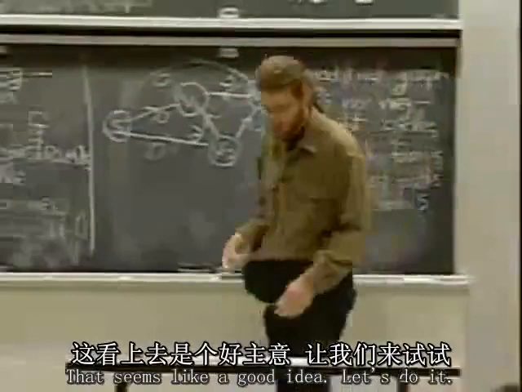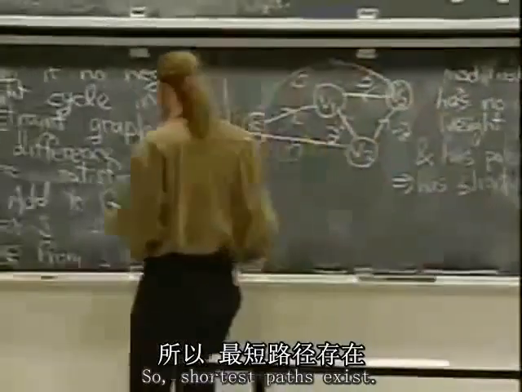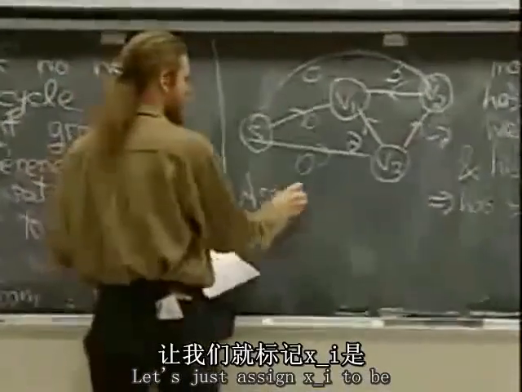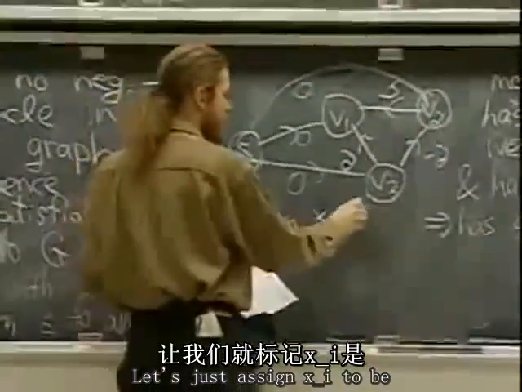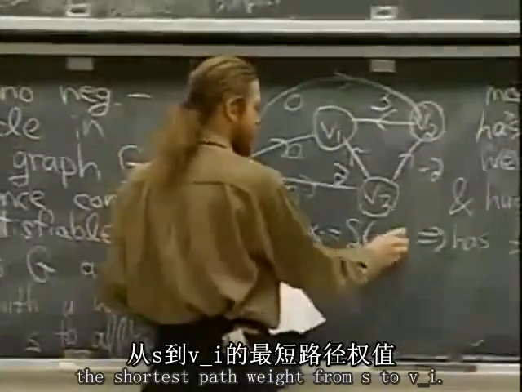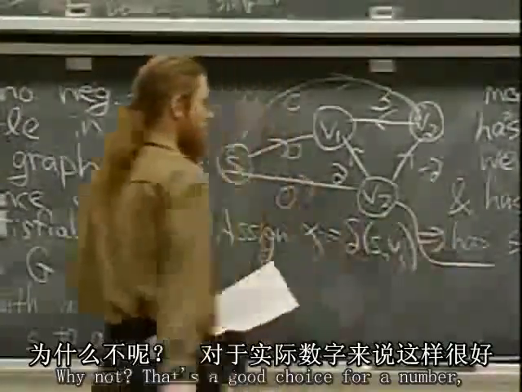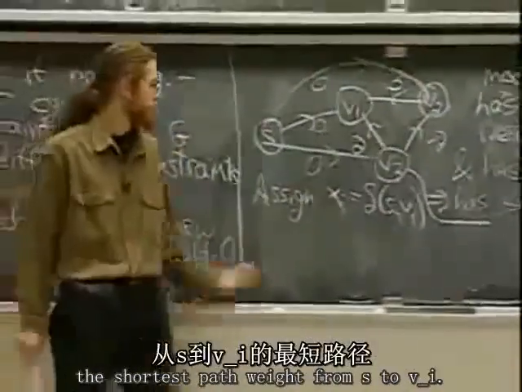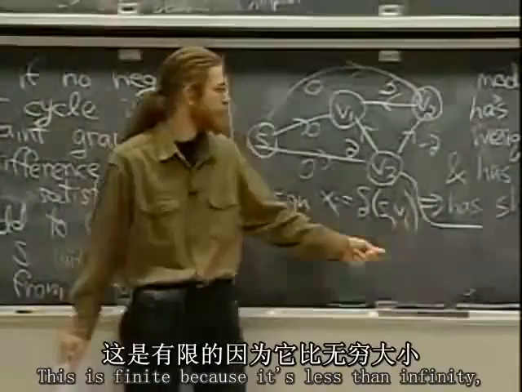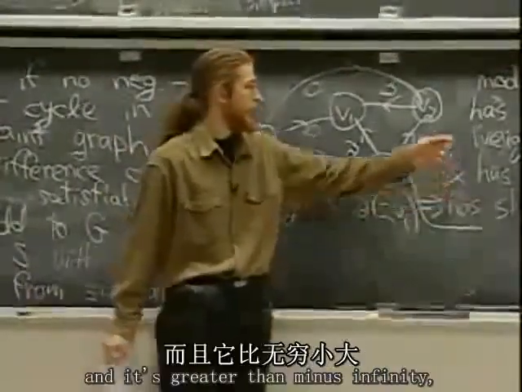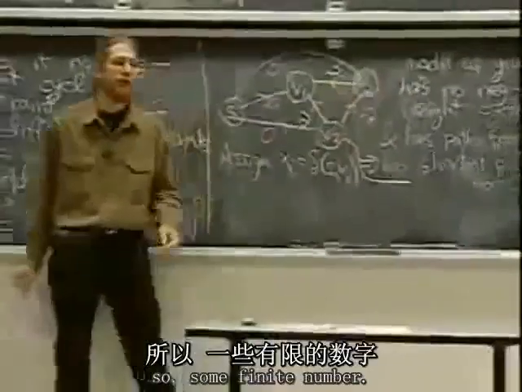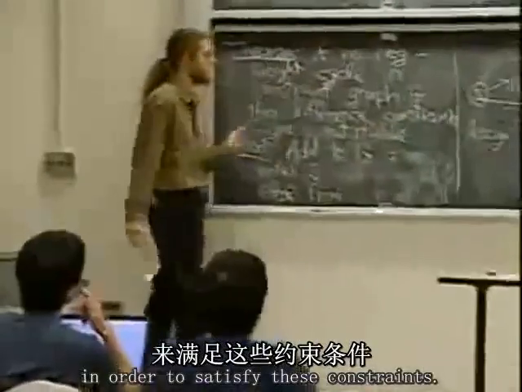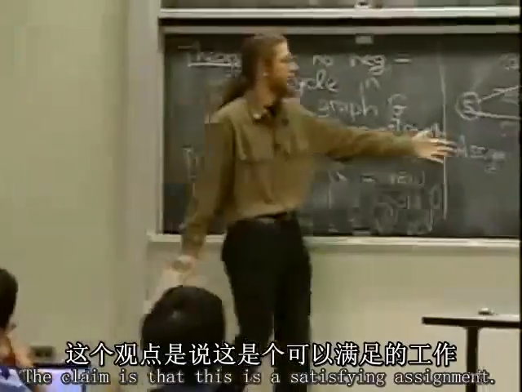That seems like a good idea. Let's do it. So, shortest paths exist. Let's just assign xi to be the shortest path weight from S to vi. And why not? That's a good choice for a number. The shortest path weight from S to vi is finite because it's less than infinity and it's greater than minus infinity. So some finite number. That's what we need to do in order to satisfy these constraints. The claim is that this is a satisfying assignment.